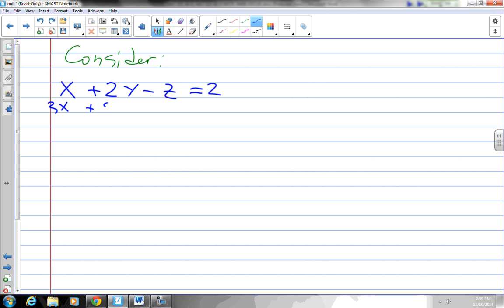3x plus 5y plus 3z equals 1. And 2x plus 4y plus 3z equals negative 1. Okay? I mean, we already understand how to write this in augmented matrix kind of notation.